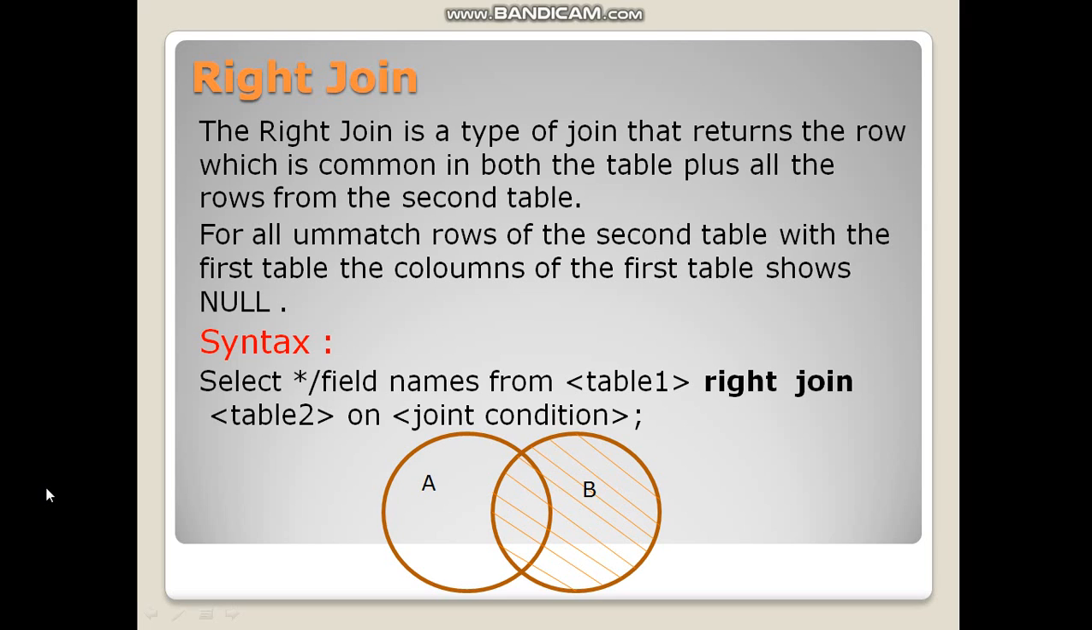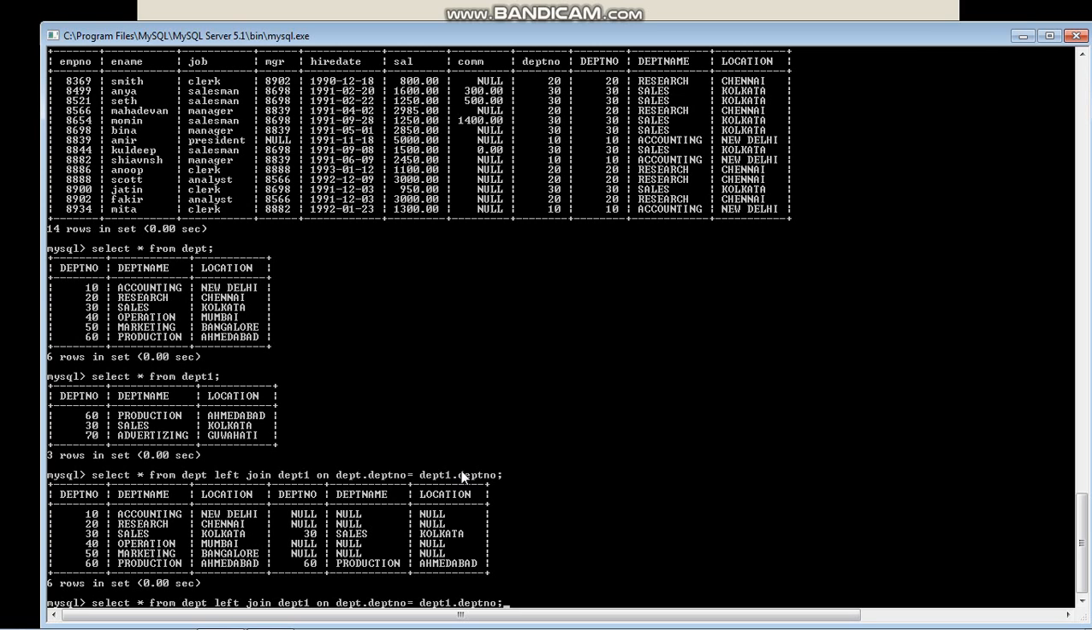Okay, similarly to what we have discussed there, where it displayed the common values with all the values from the first table, here it will display the common values from both the tables and all the values from the right table, meaning the second table. Here also, the unmatched columns of the second table which are not in the first table will show null values. So let us try this one with these tables.